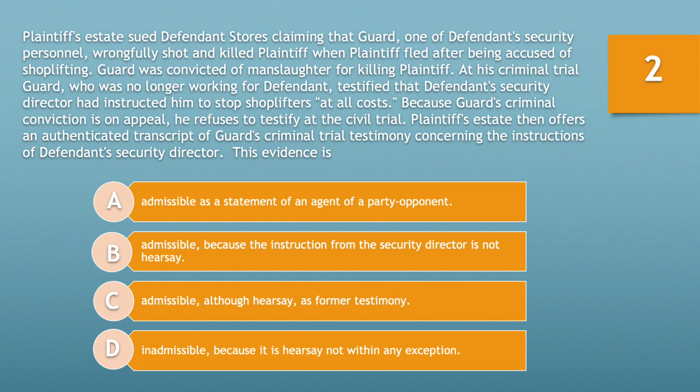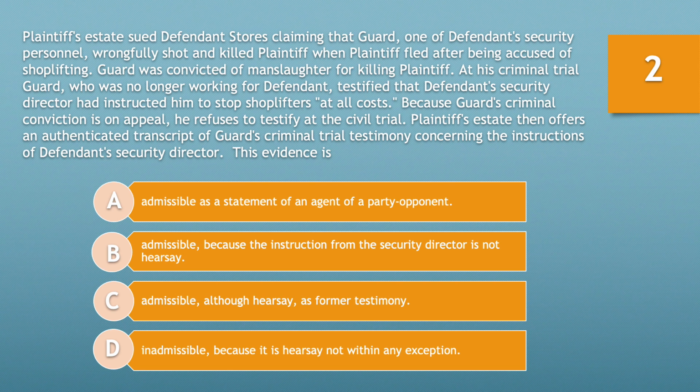Let's give question number 2 a try. Plaintiff's estate sued defendant Stores, claiming that Guard, one of the defendant's security personnel, wrongfully shot and killed plaintiff when plaintiff fled after being accused of shoplifting. Guard was convicted of manslaughter for killing plaintiff. At his criminal trial, Guard, who was no longer working for the defendant, testified that defendant's security director had instructed him to stop shoplifters at all costs.